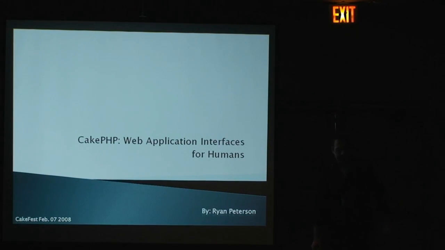So what my presentation is about is CakePHP web application interfaces for humans. And you guys are on the GUI track. Basically, a lot of times as developers, we tend to forget that the people using our software are human, and there's a psychology to interface development. I'm not going into the psychological details, just some basics that will help you make more usable and better interfaces for your clients and the people using your software, because interfaces tend to be secondary to the actual function of the application.